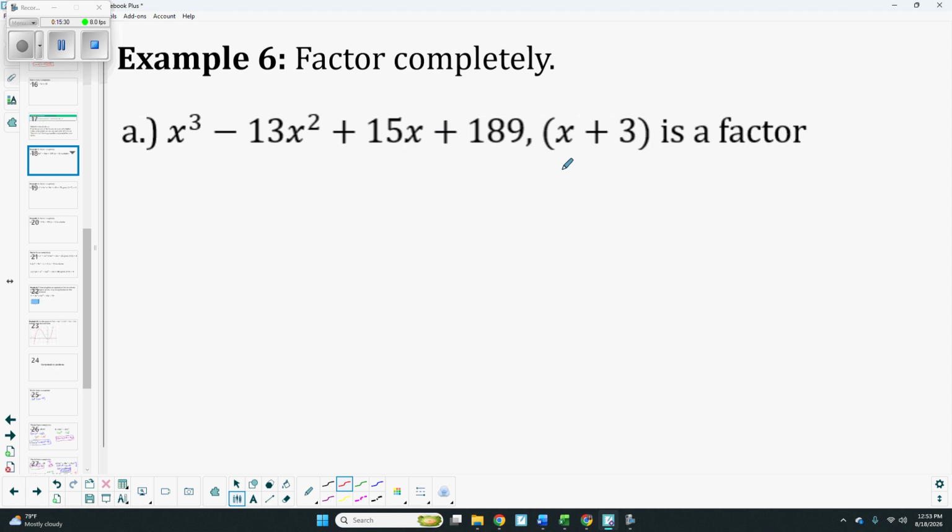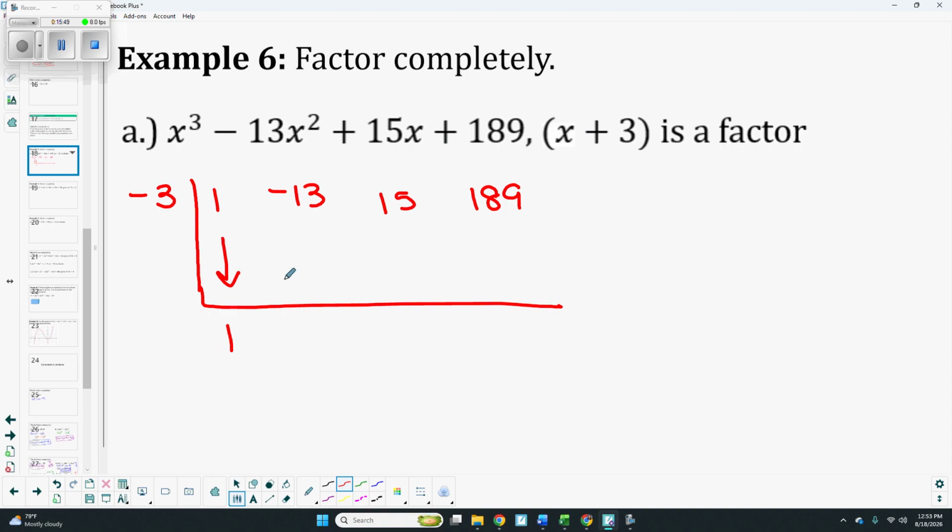So here, if we are told to factor completely, and we already know that x plus 3 is a factor, that means negative 3 is a solution, and we're going to set this up with our synthetics. So we're going to have 1, negative 13, 15, 189.